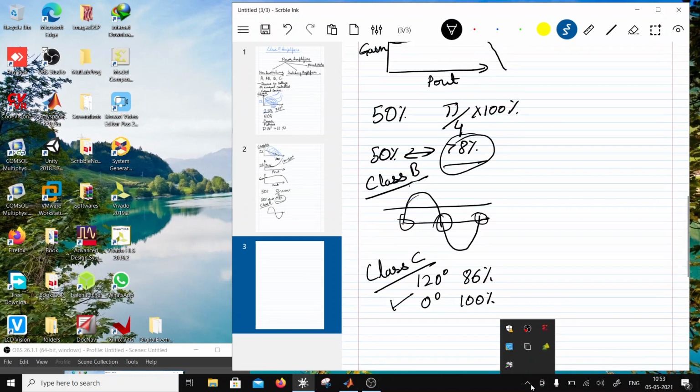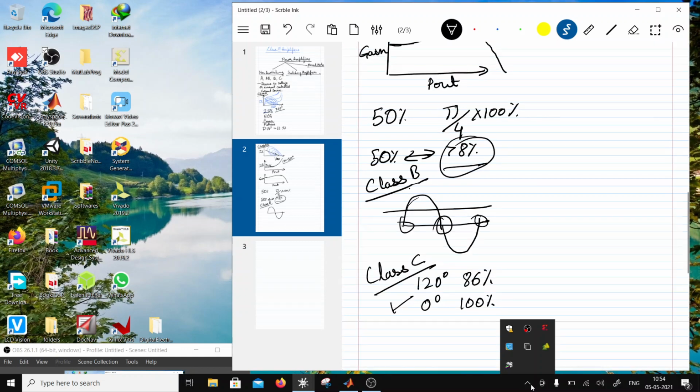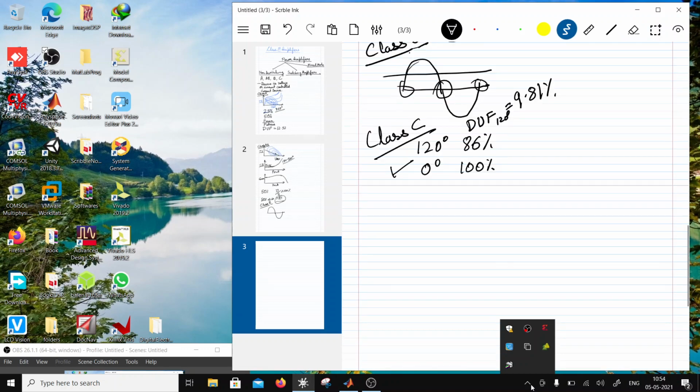Now in this case, let's look at the device utilization factor. For class AB, or even B, the device utilization factor is going to be 12.5%. This is going to be the device utilization factor for class A or class B. Now when it comes to class C, at 120 degrees, the device utilization factor is going to be 9.81%. This is a typical number, where other amplifier topologies, which I'll come to later on. Now in class C this is happening.